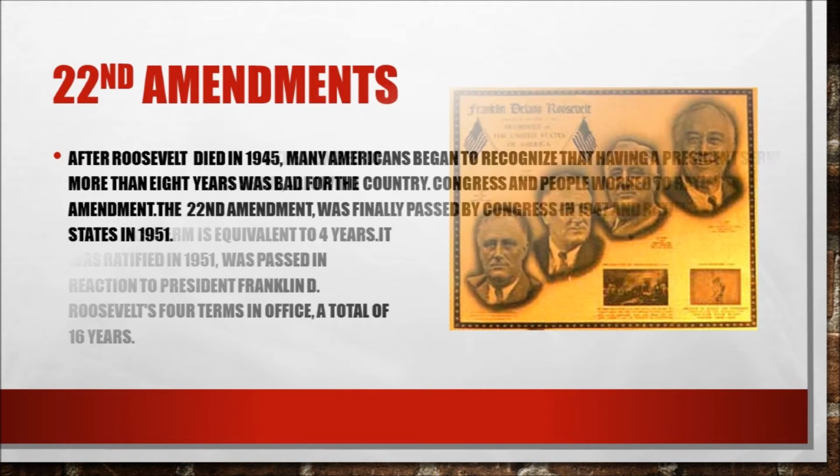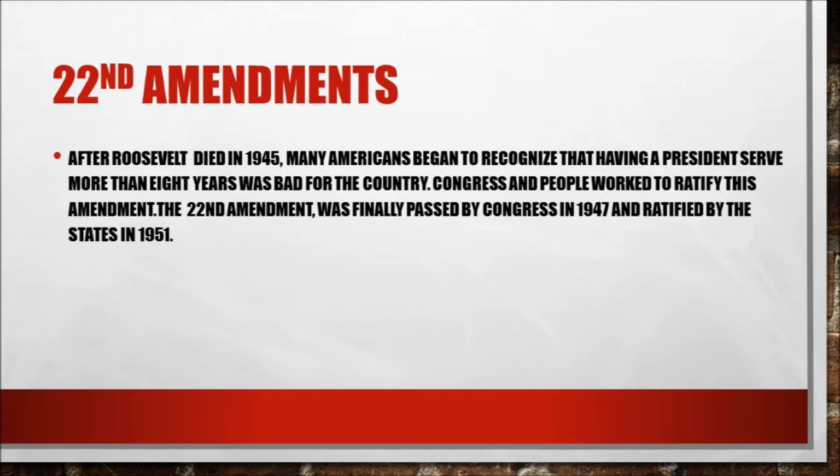After Roosevelt died in 1945, many Americans began to recognize that having a president serve more than 8 years was bad for the country. Congress and the people worked to ratify this amendment. The 22nd Amendment was finally passed by Congress in 1947 and ratified by the states in 1951.